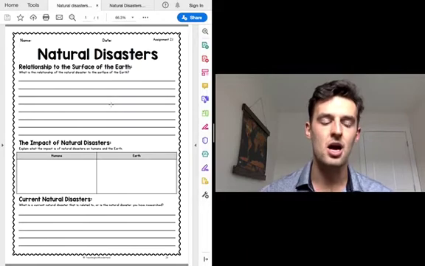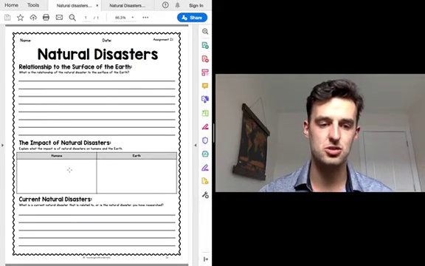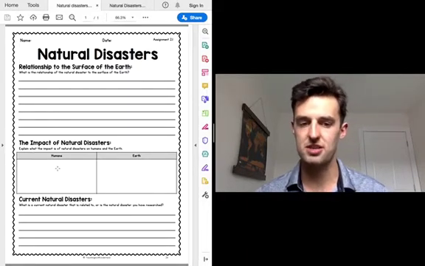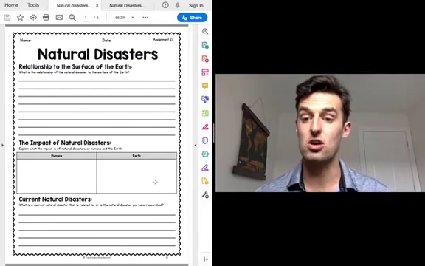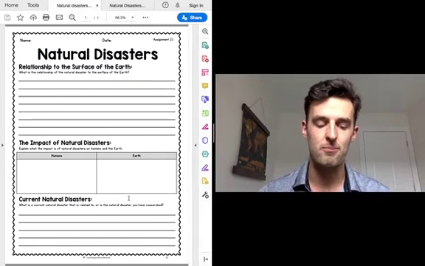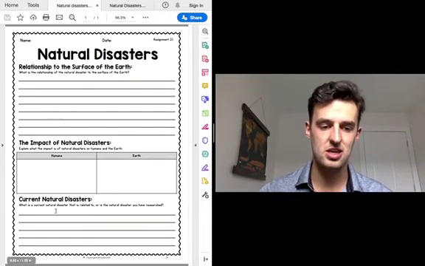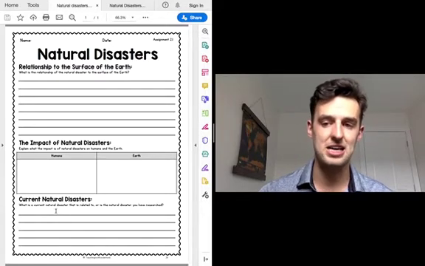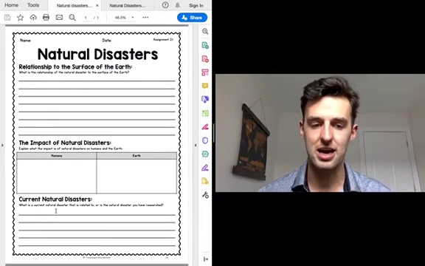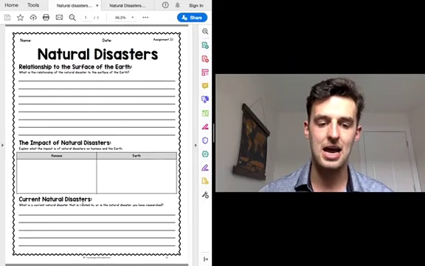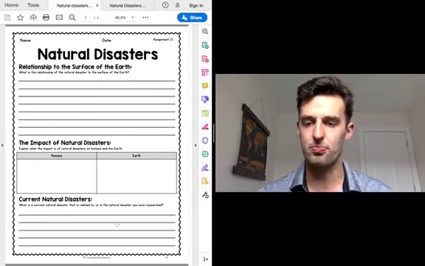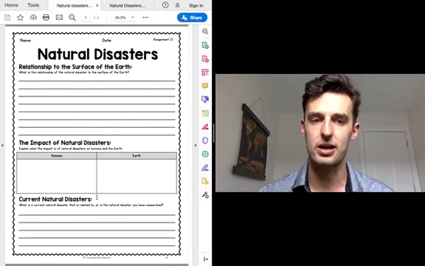Stuff like that. The impact of the natural disaster. So how does it impact humans, positively and negatively? And how does it impact the Earth, positively and negatively? And then the last part right here is when was the last, or where is there currently, your natural disaster happening, and how has it impacted the people around that area.